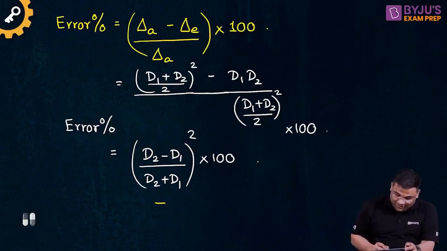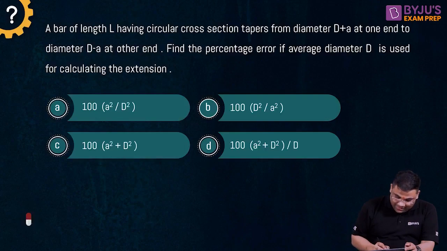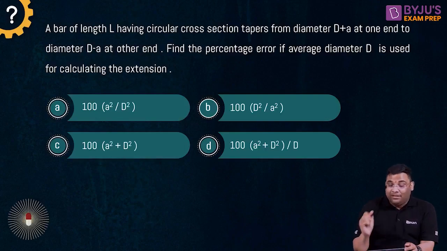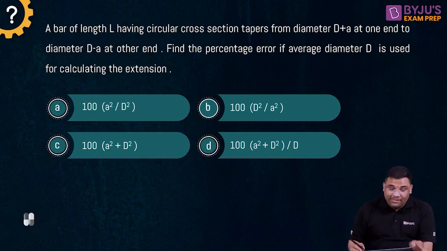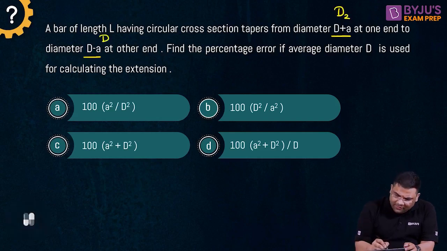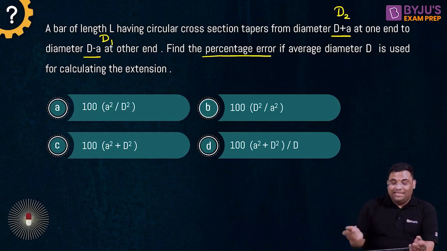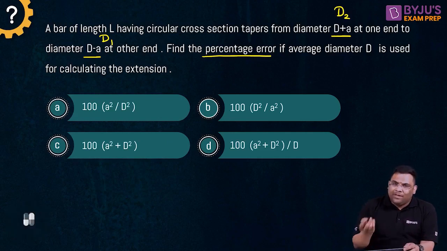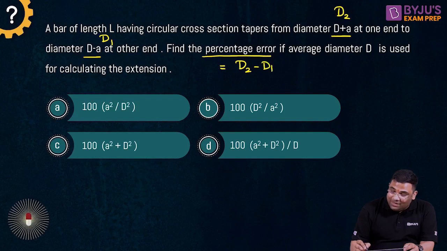Yes. Now see this question. The question is, a bar of length L is having circular cross section and it tapers from diameter D plus A at one end to D minus A. So this I can take as D2 and this I can take as D1 because smaller one. Find the percentage error if average diameter D is used for calculating the extension. Yes. So now the same formula, the error percentage will be how much? (D2 minus D1) by (D2 plus D1) into 100.